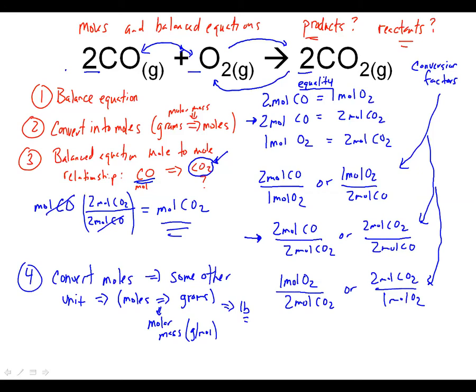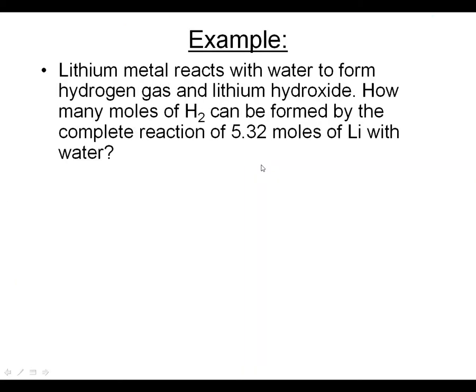All right, so let's put this into practice and take a look at an actual problem and follow through those steps. So here we're going to take lithium metal, which reacts with water to form hydrogen gas and lithium hydroxide. We want to know how many moles of hydrogen gas can be formed from the complete reaction of 5.32 moles of lithium with water.